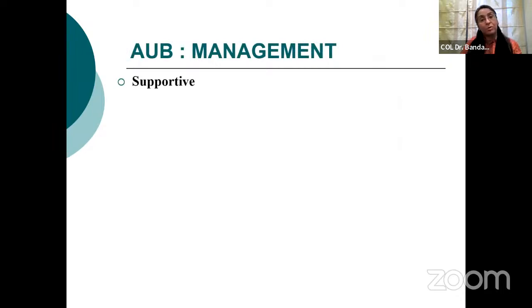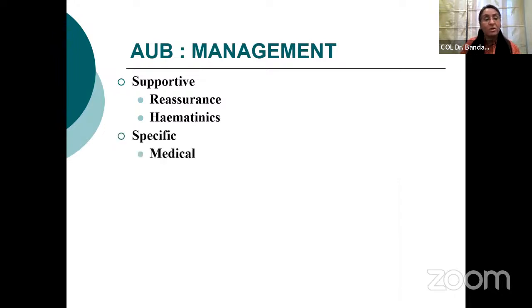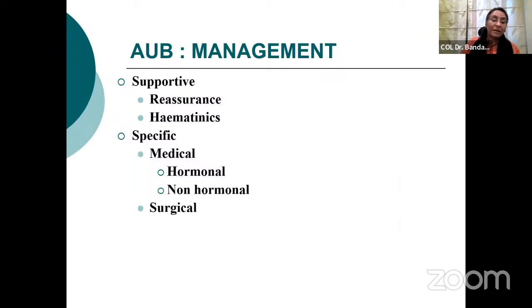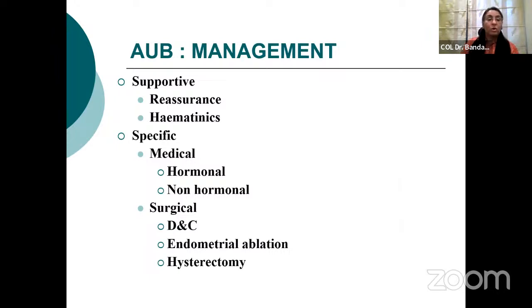Now, what are the management protocols that we have? First is supportive. Be kind, be reassuring to your patient that nothing will happen, everything will get sorted out with the correct methodologies. Hemotonics, to make sure that if her hemoglobin has fallen because of the menorrhagia, the patient is well built up on her hemoglobin by giving hemotonics. So supportive is this. Specific measures would be medical. Medical management would include hormonal and non-hormonal, and then there is surgical management, which would include a DNC, which could be a therapeutic DNC, endometrial ablation, and last but not the least, a hysterectomy. So these are the different methodologies we have when we are trying to manage a patient with abnormal uterine bleeding.